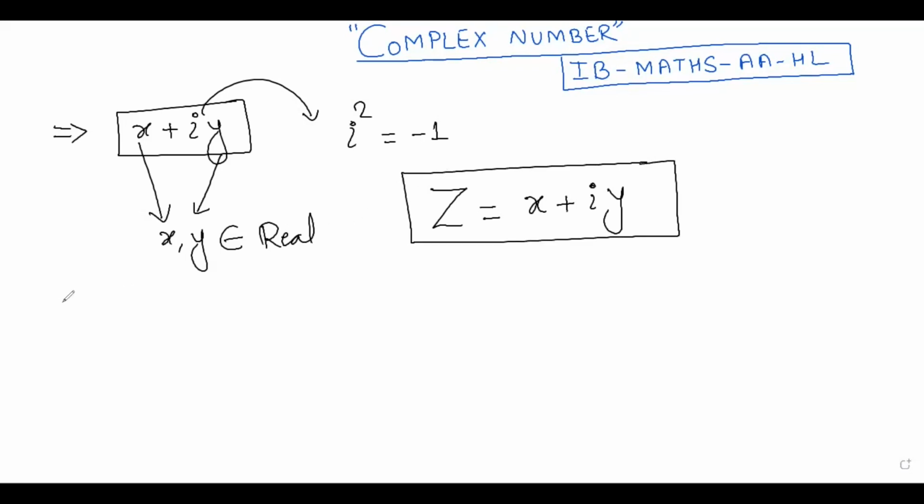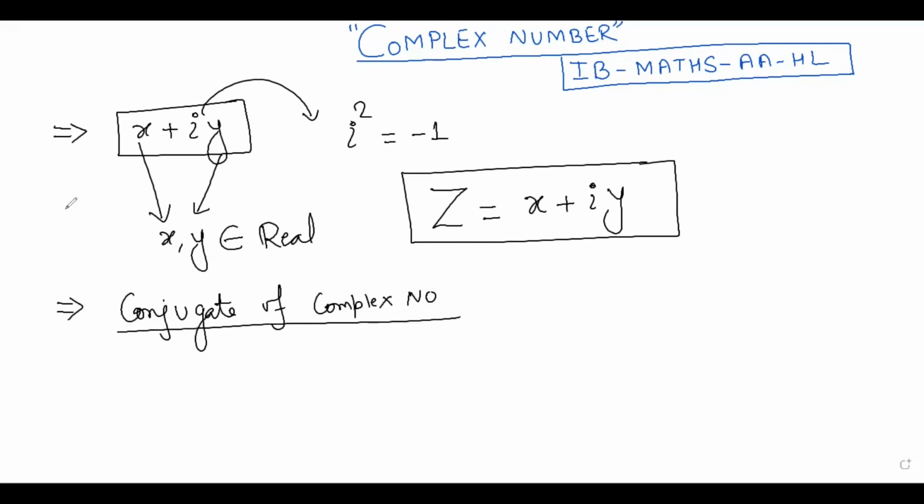In practice we can say all numbers are complex numbers, right? How? We will see very soon. Now the next important concept is the conjugate of a complex number. Let us see what is the conjugate of a complex number. This is a very important concept.